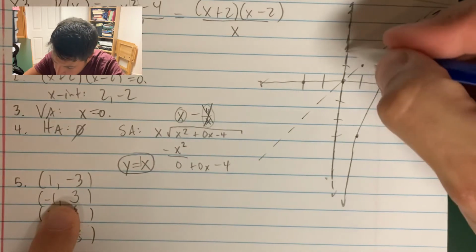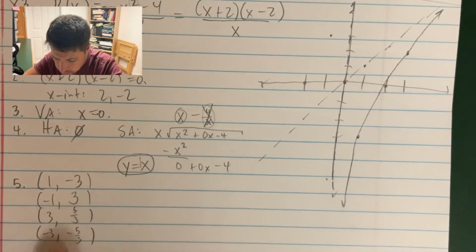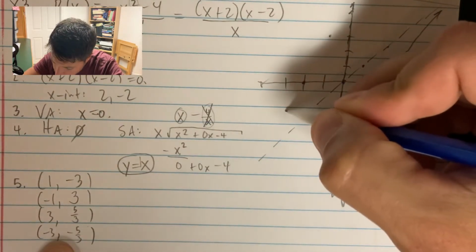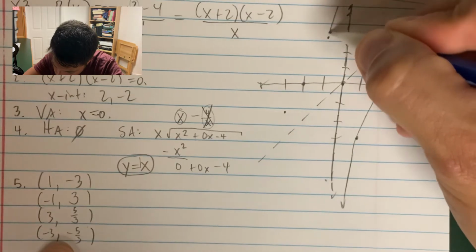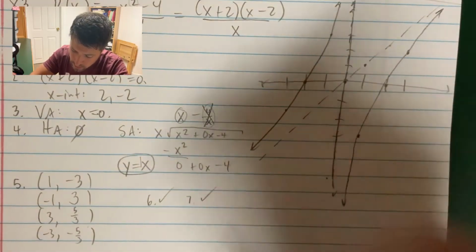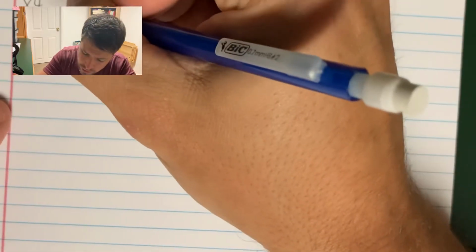-1, 3 is really just the same thing, just on the negative side. And then -3, -5/3 is going to come down here like this. So I can go through my three points, and we have it close to the asymptotes, and we've regraphed all of f.